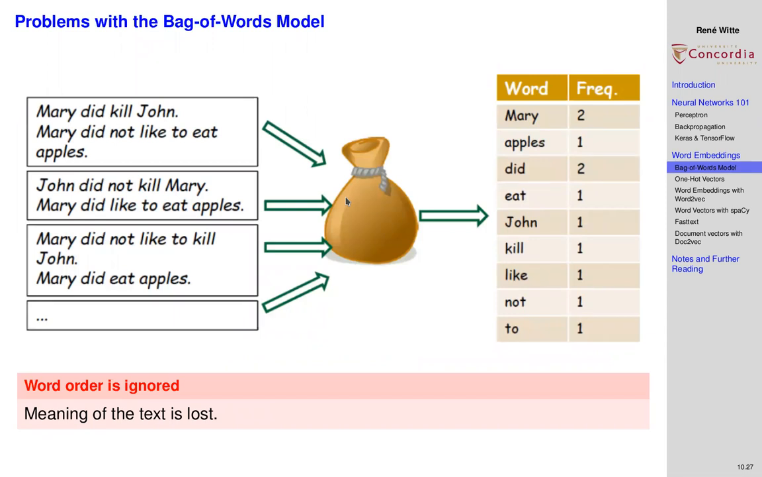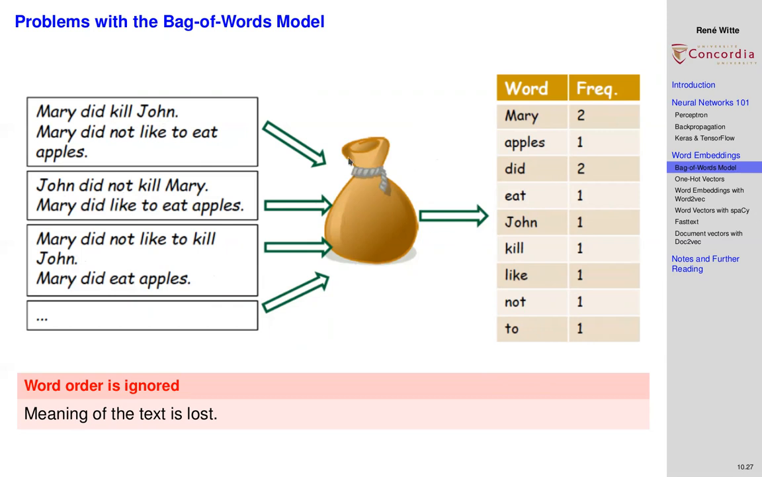You've also seen that doing a simple count has various problems. In particular, you're losing the meaning of the text. If you look at these three documents here, each document has two sentences. Mary did kill John. Mary did not like to eat apples. Or John did not kill Mary. Mary did like to eat apples. Or Mary did not like to kill John. Mary did eat apples. If you're applying the simple count model for each of these three documents, you're going to get the exact same result.